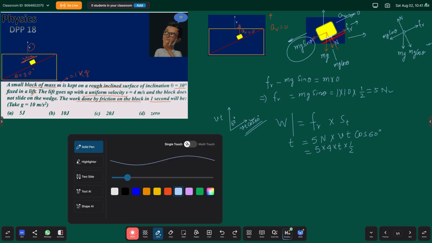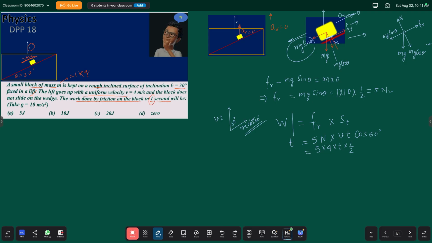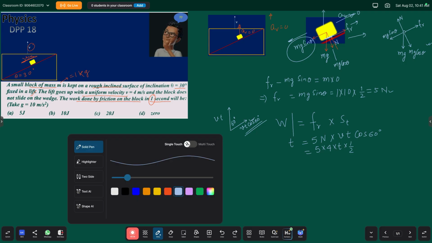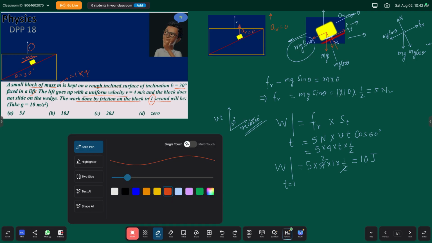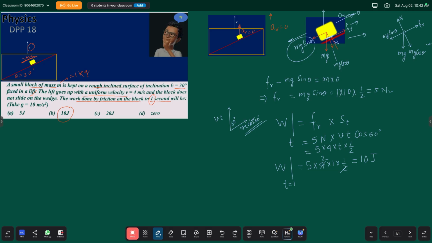But the question is asking about the work done by the friction force in 1 second. So the work done by the friction force for t equal to 1 second will be, just put the value of t as 1 second in there. So this will be 10 joules. So your answer will be this.